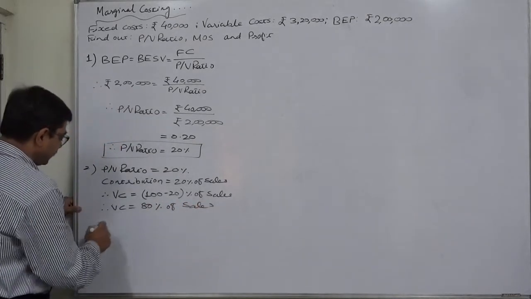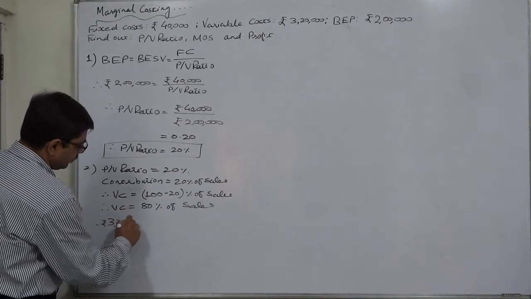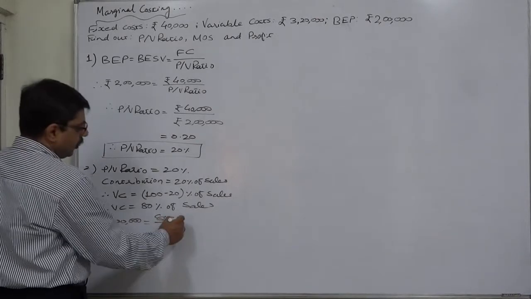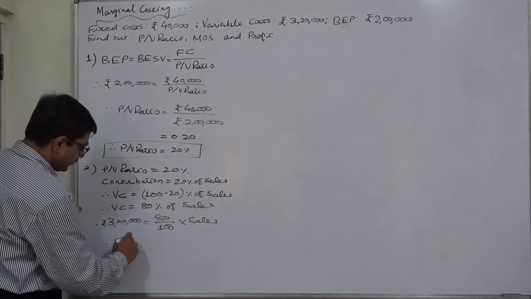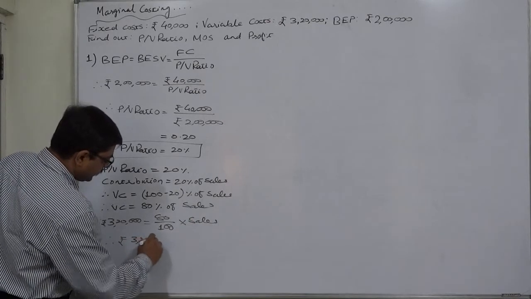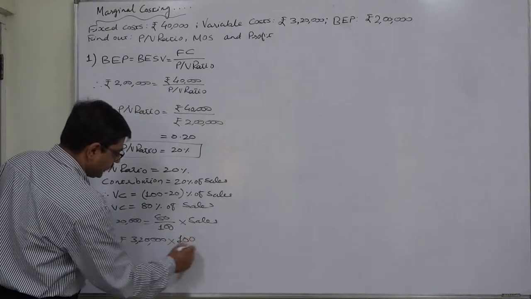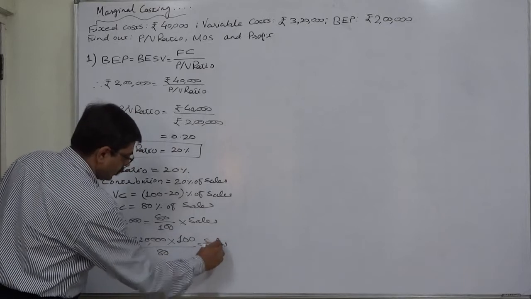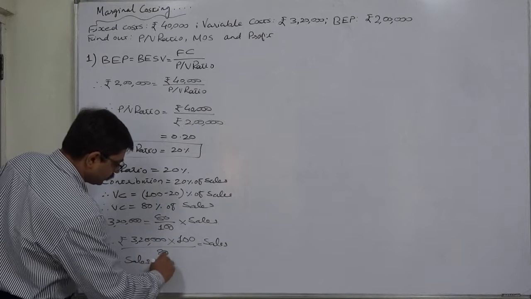Let us substitute the figures. Variable cost rupees 3,20,000, or 320,000, equals 80% means 80 upon 100, of means multiplication, sales. Let us change the subject. Let us make sales the subject of the formula. 3,20,000 into 100 divided by 80 equals sales. So sales, or more precisely sales at present, comes to rupees 4 lakh.